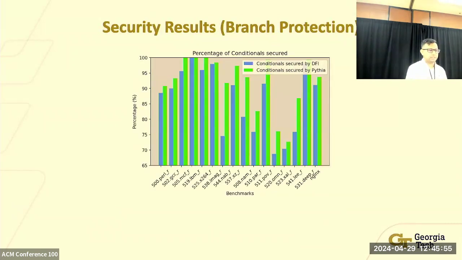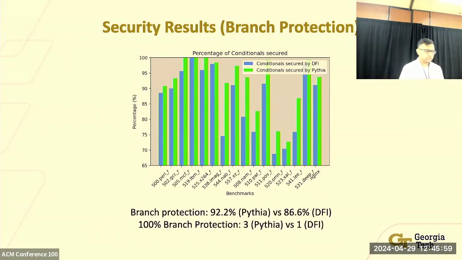The other thing is branch protection. How many branches do we do well on? Our branch protection is around 92% compared to DFI's 86%. We fully protect 3 complete benchmarks compared to DFI's 1.